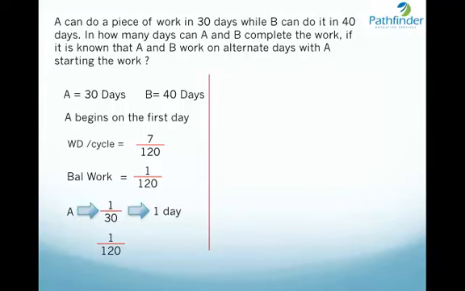What is the balance work left? 1 by 120th of the work is balance, which is less than 1 by 30. So how much time will A require to complete this balance work? Again, by direct variation rule, we have 1 by 120 into 30 divided by 1. That is equal to 1 by 4th of a day. So A requires only 1 by 4th of an additional day to complete the balance work which is left at the end of the 17th cycle.